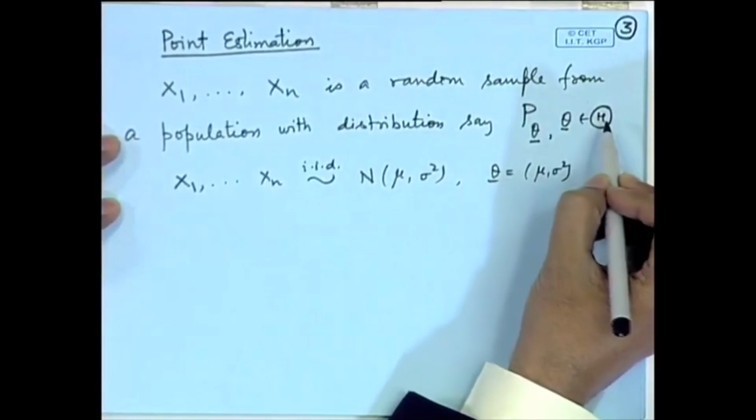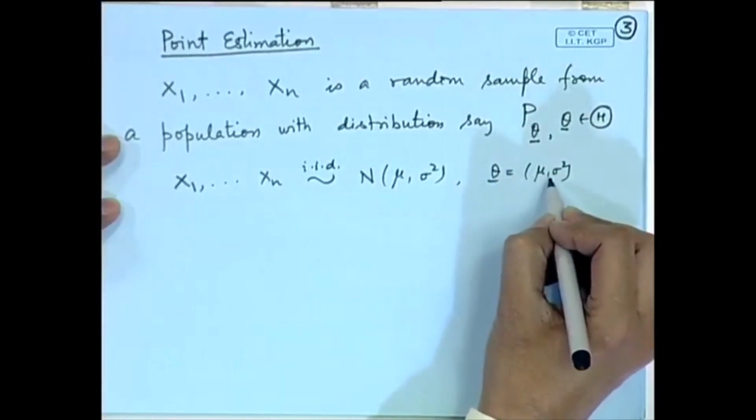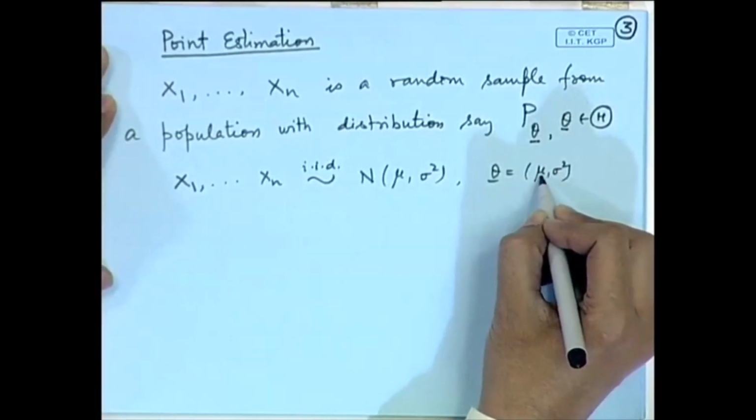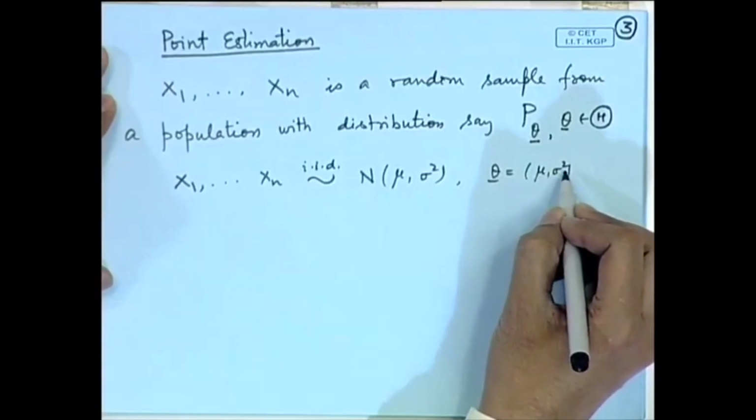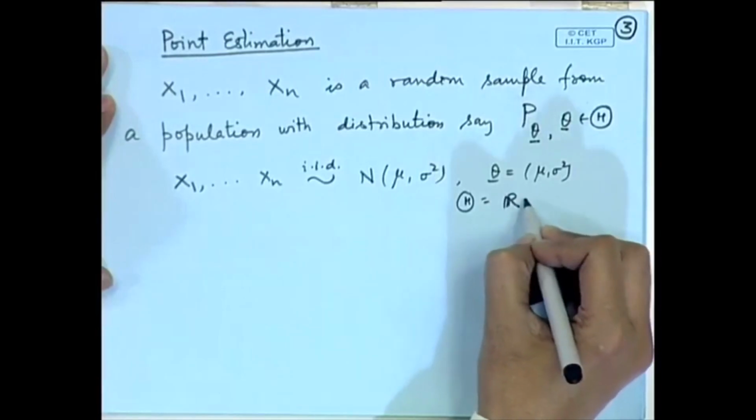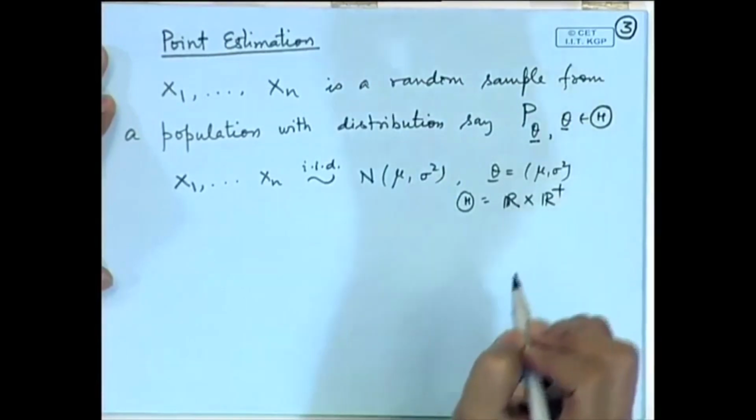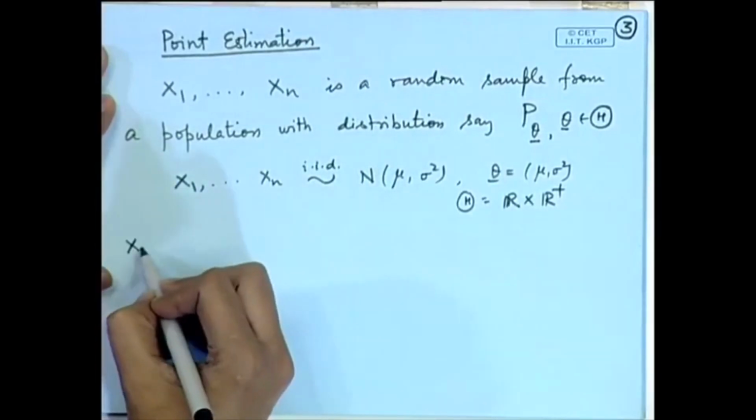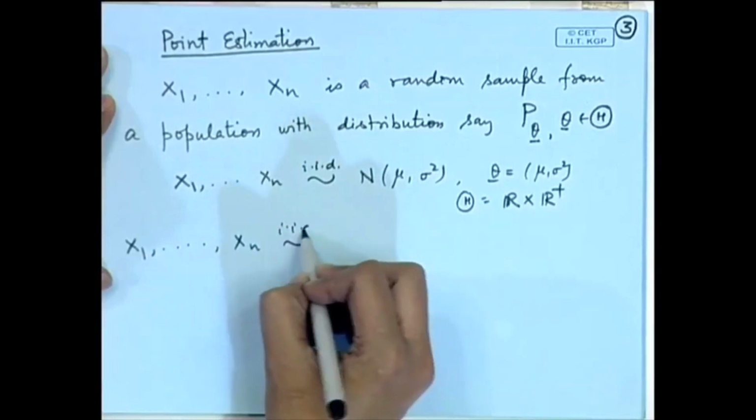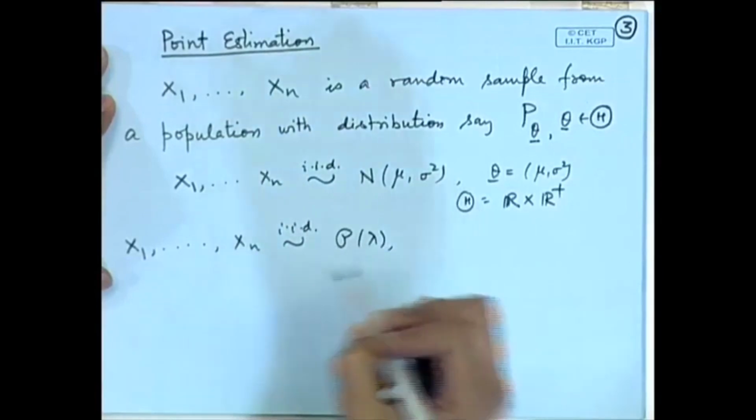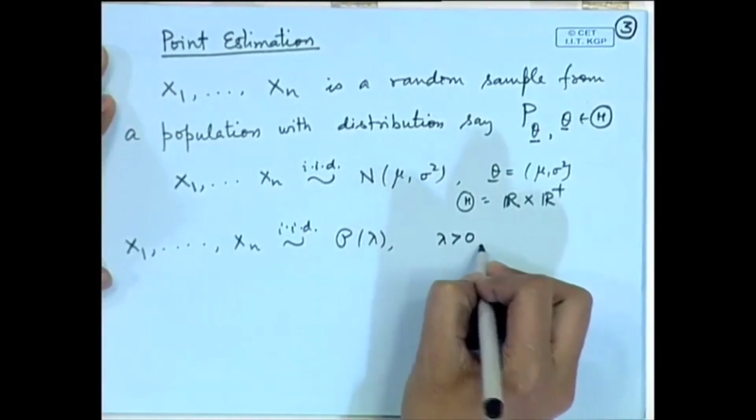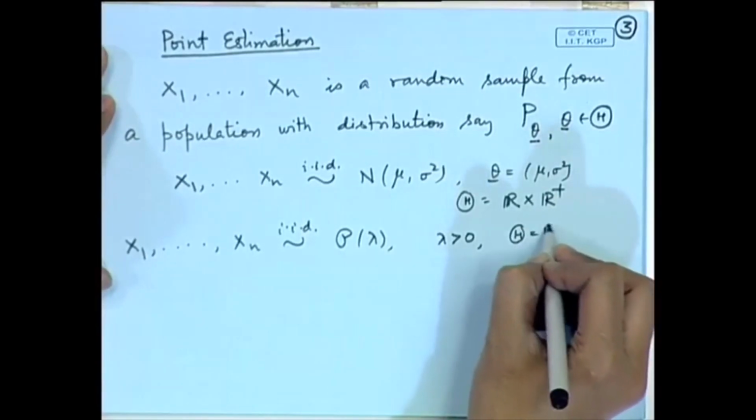Now, what is this script theta? It is the set of all possible values of the parameter. For example, if I am saying normal mu sigma square, then mu varies from minus infinity to infinity and sigma square is positive. That means, here theta is R, that is the real line, cross R plus, that is the positive half of the real line. We may say x 1, x 2, x n follow Poisson lambda distribution. So, here lambda is a positive parameter. Therefore, my parameter space is R plus.